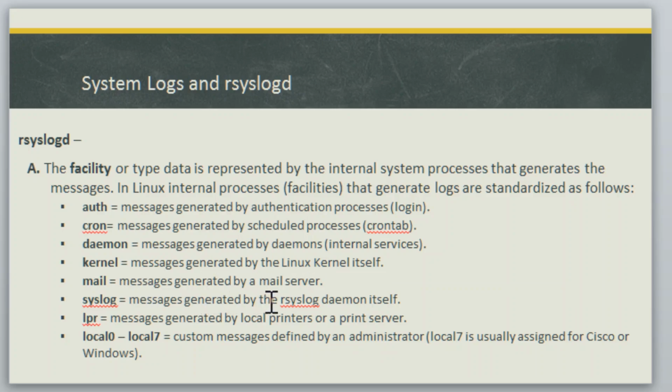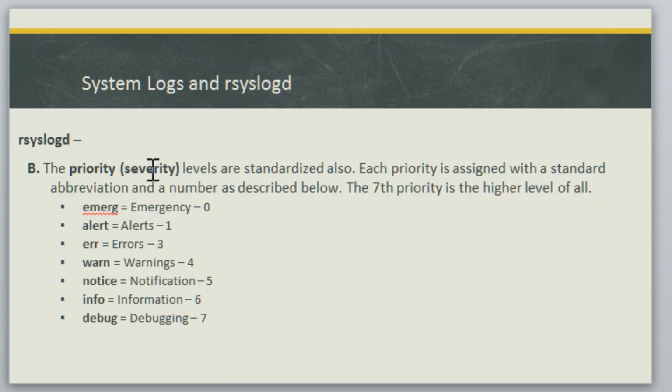Syslog, which are messages generated by the rsyslogd daemon itself. LPR, which are messages generated by the local printer or print server. And then we also have local 0 through 7, which are custom messages defined by an administrator. Local 7 is usually assigned for Cisco or other Windows machines, okay? And we also have the priority or the severity.